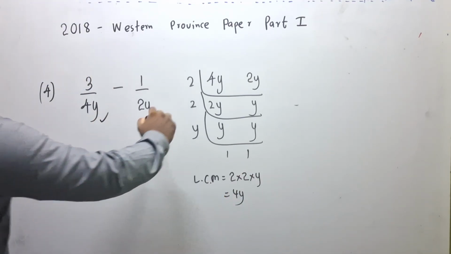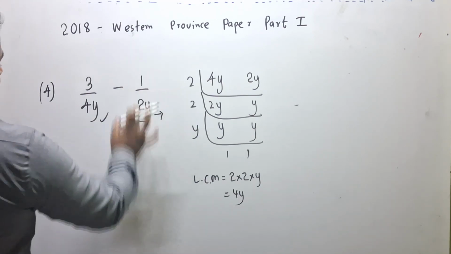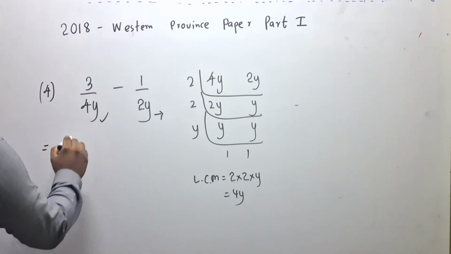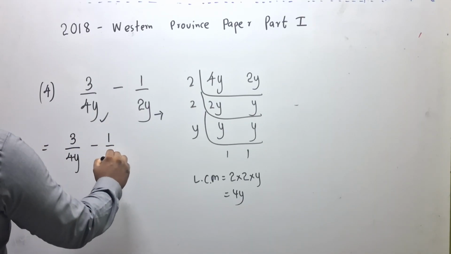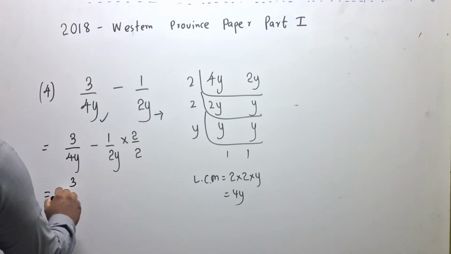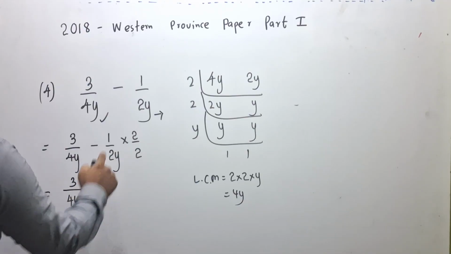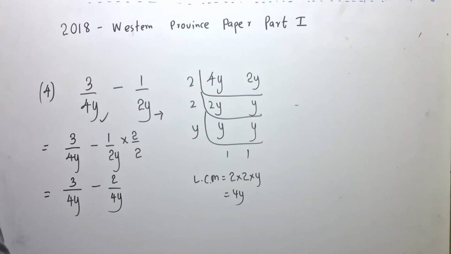4y is here. To make this 4y, what do you have to do? You have to multiply denominator and numerator both by 2. So 3 over 4y minus 1 over 2y multiplied by 2 out of 2. 3 over 4y minus 1 times 2, 2. 2y times 2, 4y. Now 4y is common. 3 minus 2 is 1. The answer is 1 over 4y.